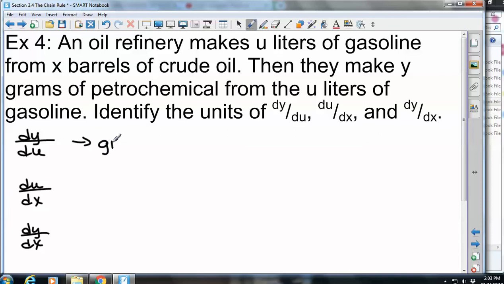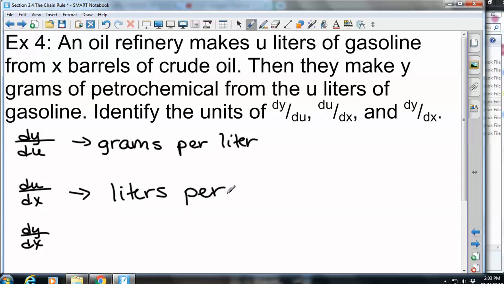Grams. So this is grams divided by, so per, on this denominator I have U, and U is liters. So grams per liter. du dx, what would that be? Liters per barrel. Okay, what about dy dx?